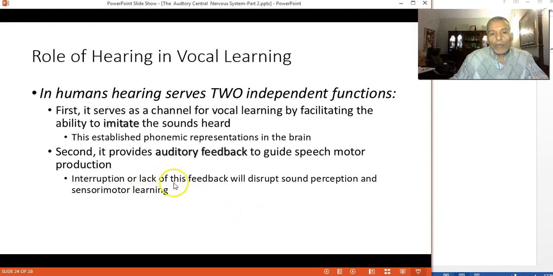So interruption or lack of the feedback is going to disrupt the motor system, and it is going to disrupt how we perceive sounds and how we produce sounds. Your ability to monitor your hearing and to channel the feedback that you have to the higher parts of the cortex.